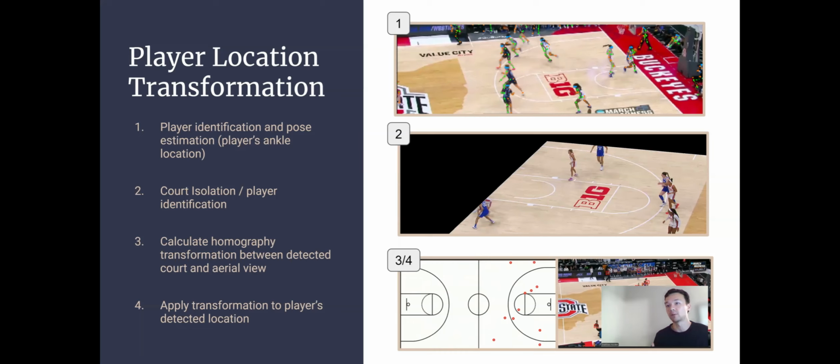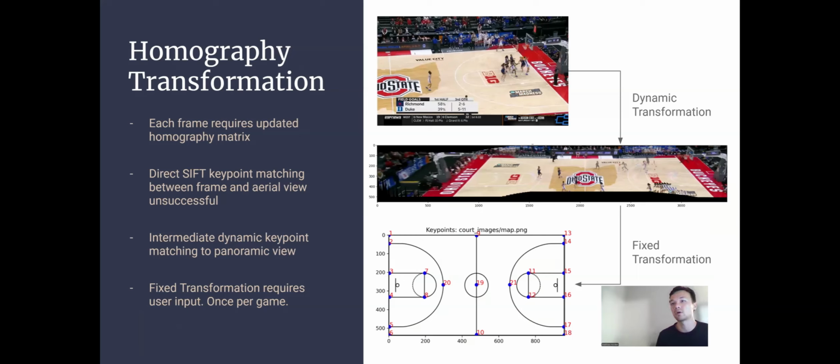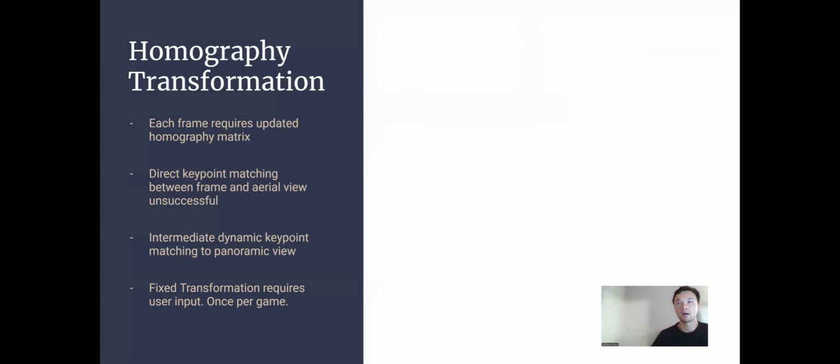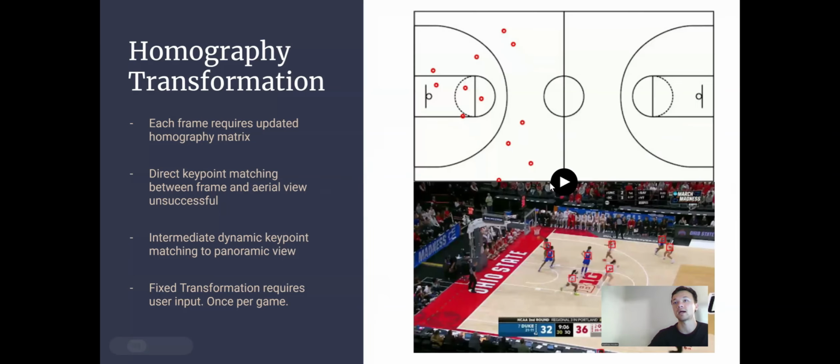And so once we have the players identified, we need to transform their locations based on the camera's perspective to the aerial perspective. This transformation is called a homography transformation, and we're using a technique called SIFT key point matching, which takes key points from both perspectives and then calculates the transformation between the two perspectives. And we added an additional intermediate step, which has the panoramic view of the court to improve the accuracy of this transformation. And the results of this process are actually very accurate.